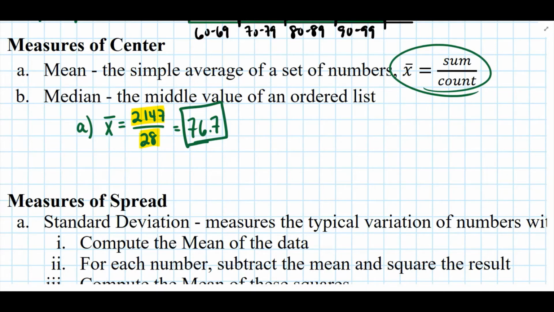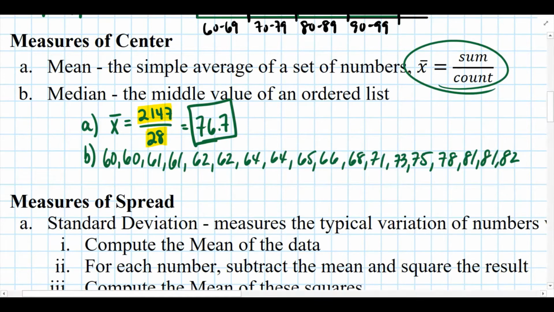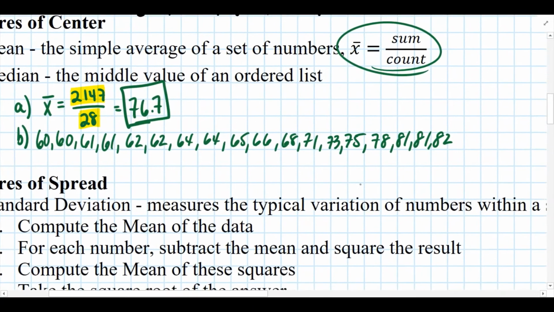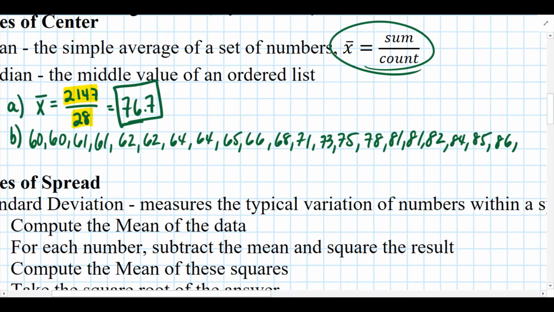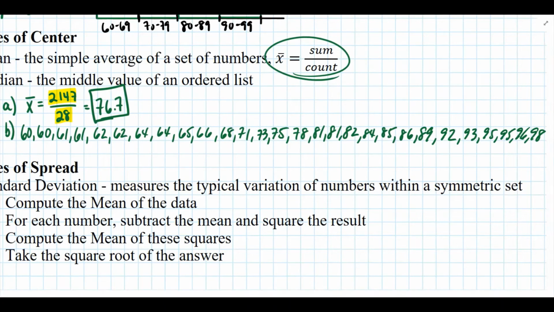I am not convinced that this is the best measure of center, since there were so many students that scored in the 60s. Another measure of center is the median, which is the middle value of an ordered list. If we were to take the time to order these numbers from smallest to largest, it would look like this. And the middle of the data would be found here.